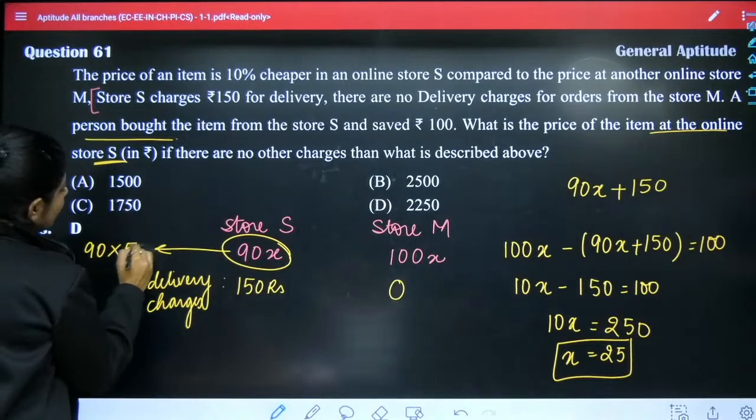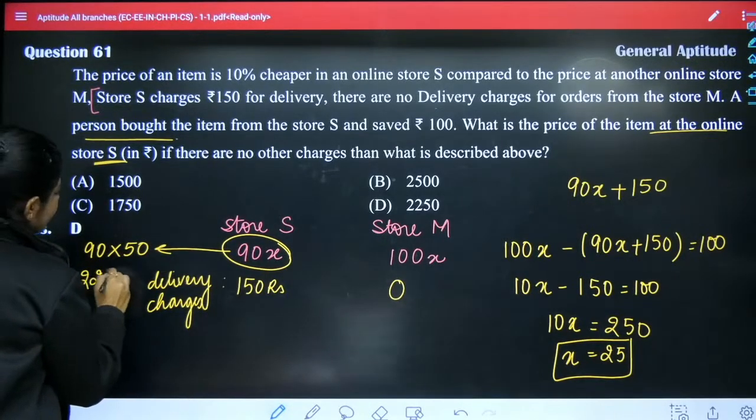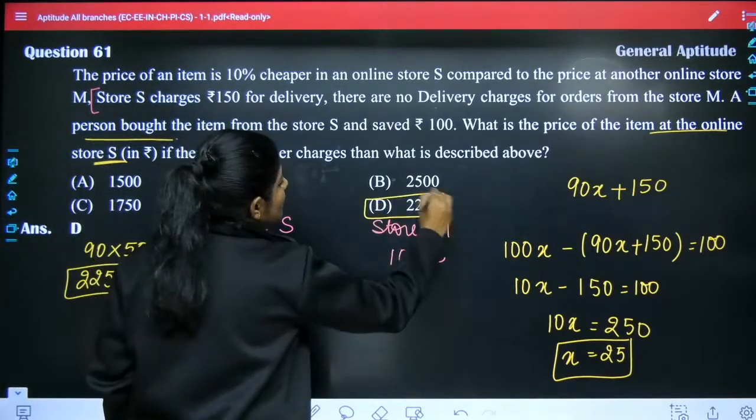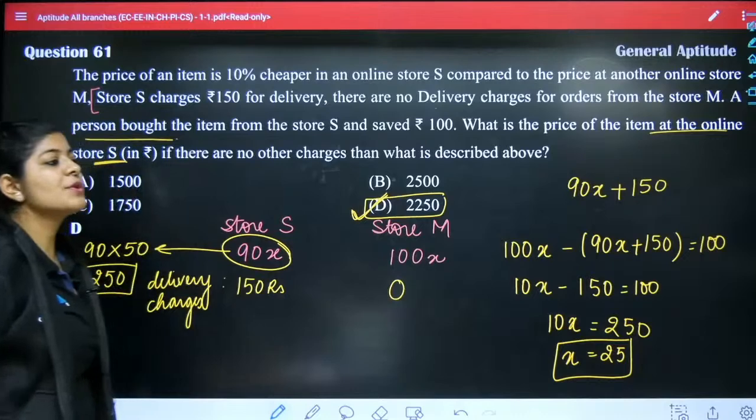90 into 50, what we will get? 2250 is our correct answer. That means option number D is correct.